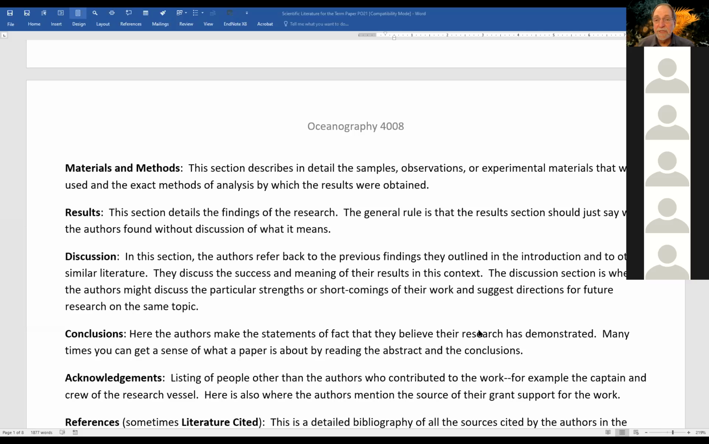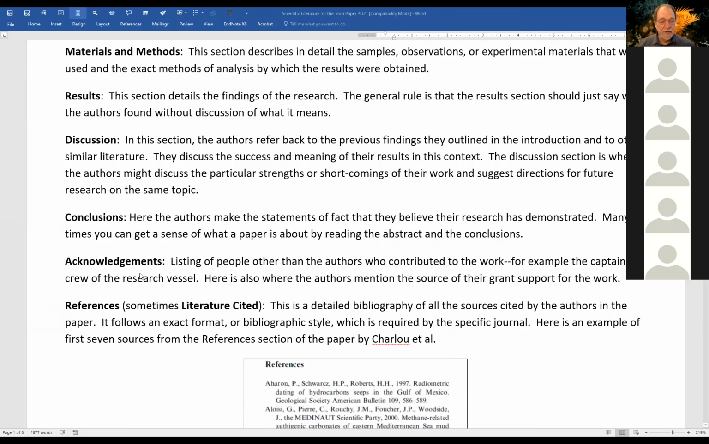And so a lot of times you can get a good sense of what an article is about without reading the whole paper. If you read the abstract and then go to the conclusions, you can tell pretty quickly, or you can get a good overview of what the work has accomplished. And then there's other things. There's acknowledgements. This is very important.